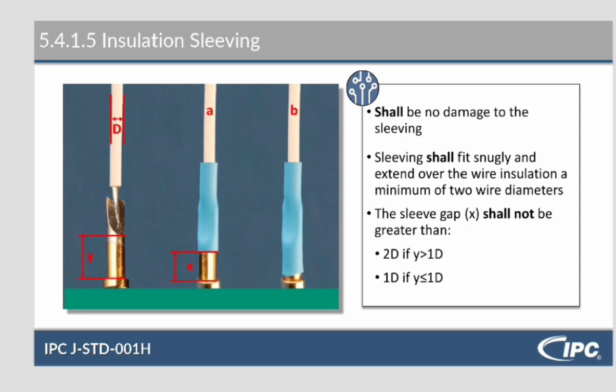Insulation sleeving, don't even worry about this math right here. There shall be no damage to the sleeving. It shall fit snugly and extend over the wire insulation a minimum of 2 wire diameters. There is some algebra here that I'm not going to bother you with, but just remember it's a minimum of 2 wire diameters. If you see that on your test and you have questions about it, by all means ask me, because I know there's a question on the test that's worded a little weird for this one. But just remember that it needs to be at least a minimum of 2 wire diameters.